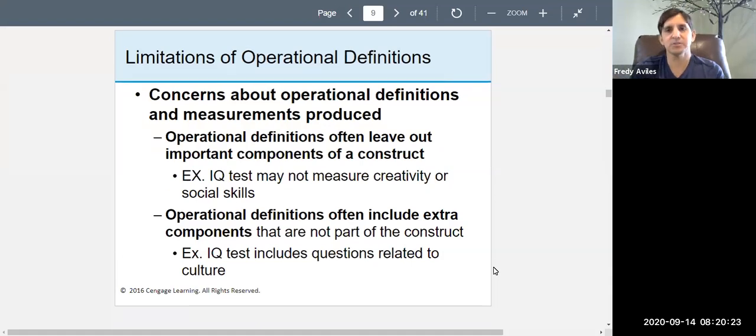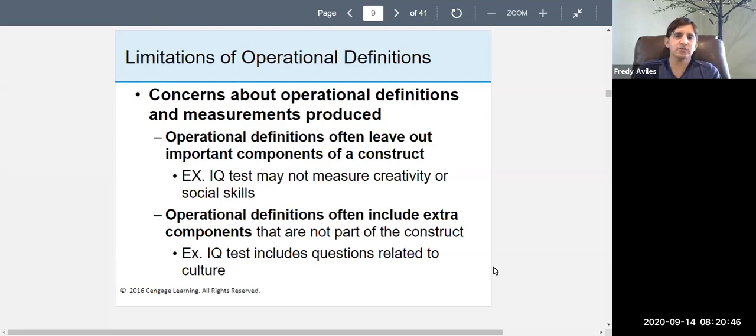A way to try to measure it. Other concerns, or other limitations, about operational definitions is that operational definitions often leave out important components of the construct. When we define something in a way that we're trying to measure it, it often leaves out important things that actually help define what the construct is. So I'll give you an example.